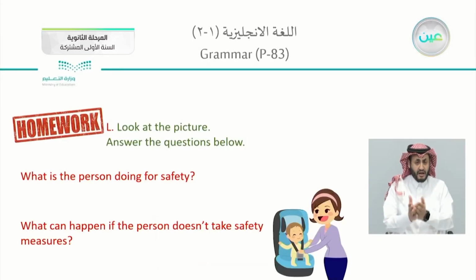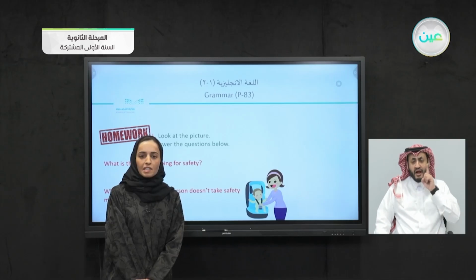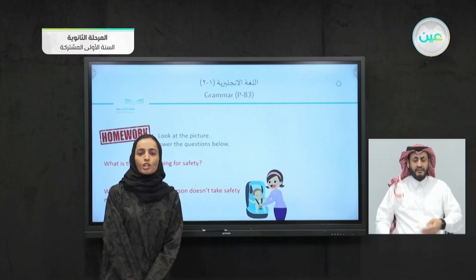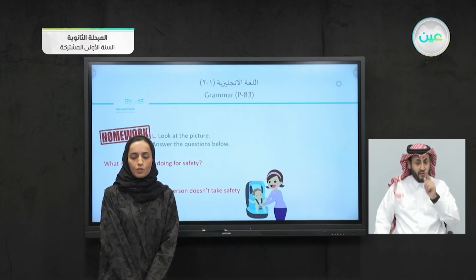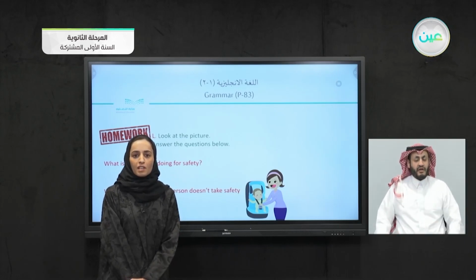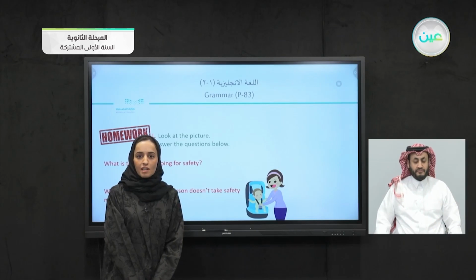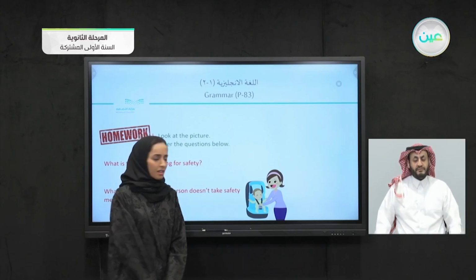Your homework was on page 83, exercise L. Look at the picture and answer the questions below. Let's study the picture together. Here we have a mom and her little kid. Could be a boy or a girl. What is she doing? This is one of the questions. Where are they? Looks like they are in the car. They are in the car.